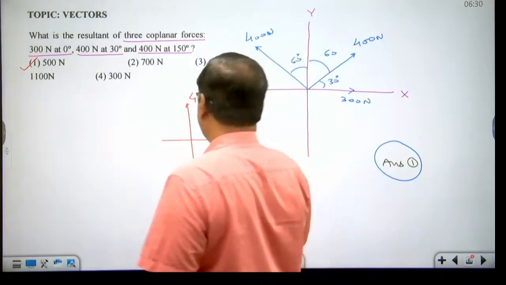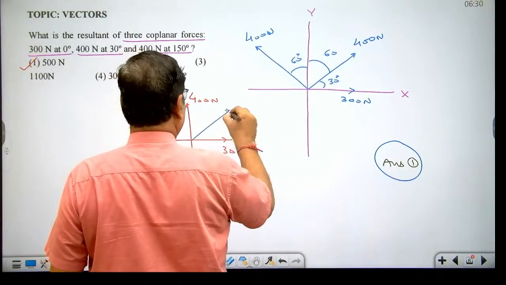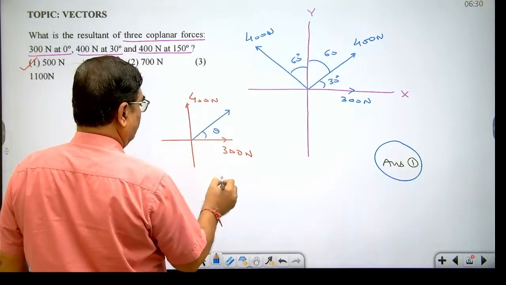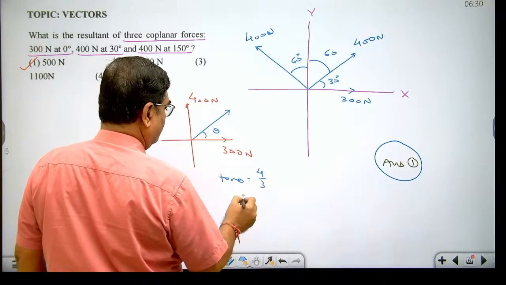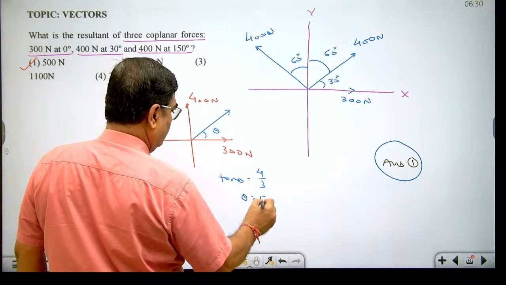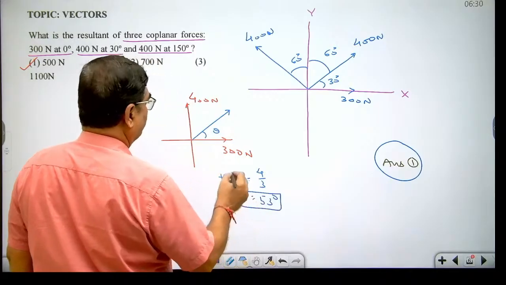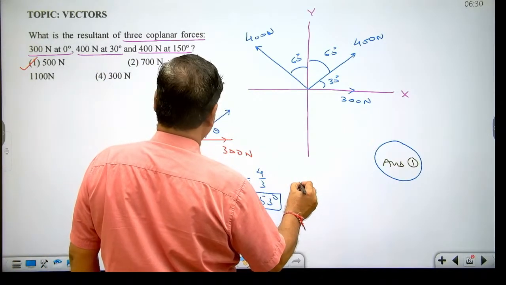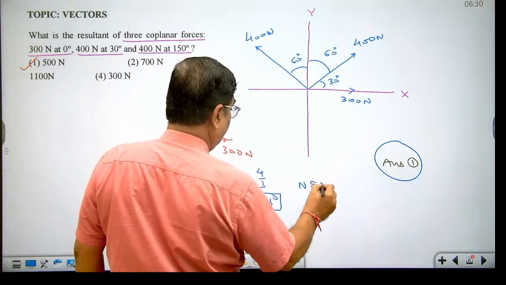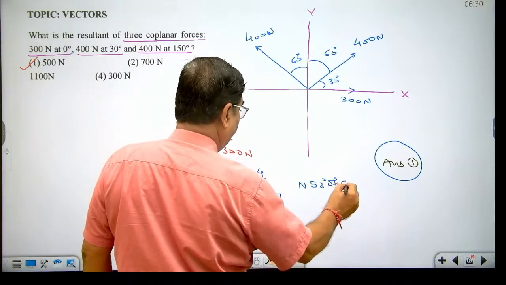If you want to find the direction also, you can find it. This tan theta will be 4 upon 3. So theta is how much? This is 53 degree. So you can write this is north, 53 degree of east.